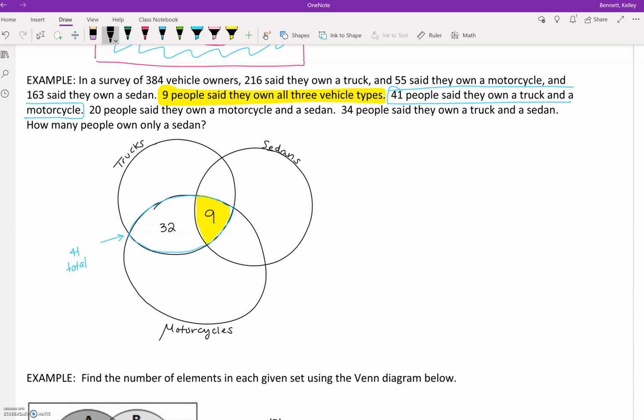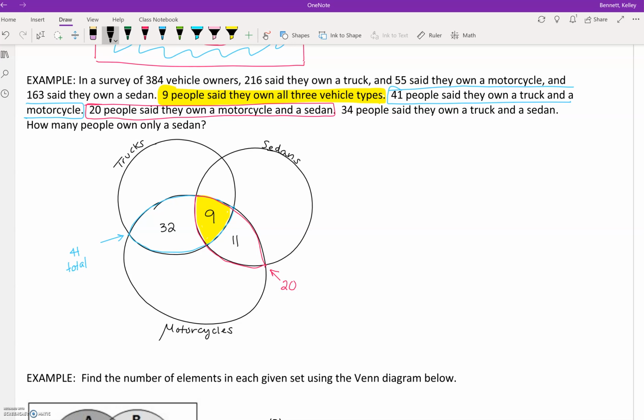And we can do the same with the other figures. 20 people said they own a motorcycle and a sedan. So that's this I-shaped piece over here, and we know that this total is 20. Again, 9 are already accounted for because they have all 3. So this has to be 11. What's going to make this add up to 20? It has to be 11.